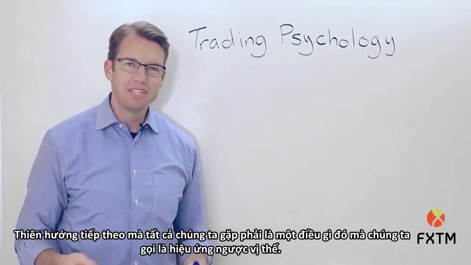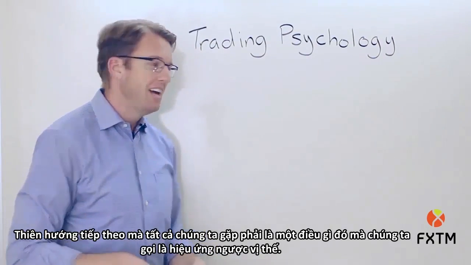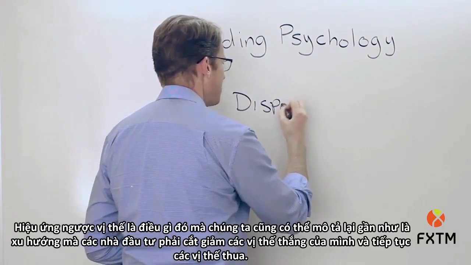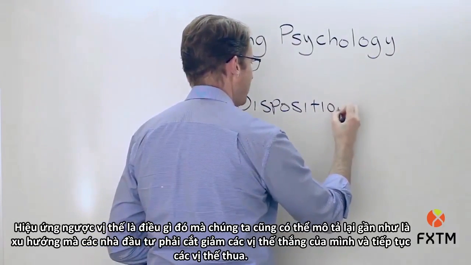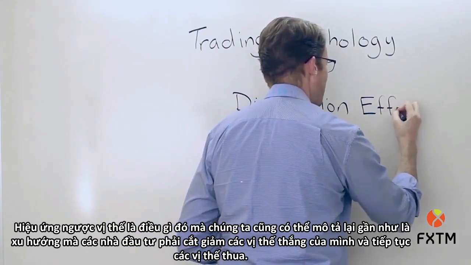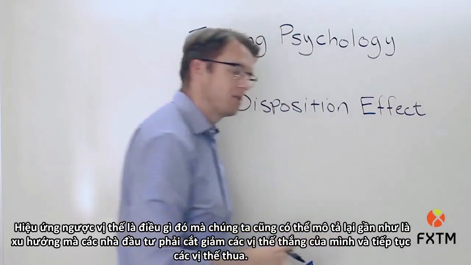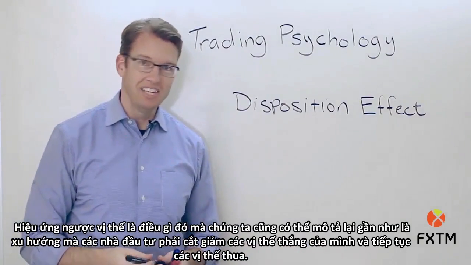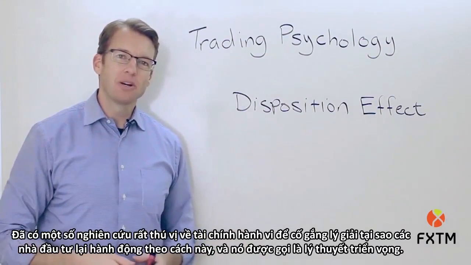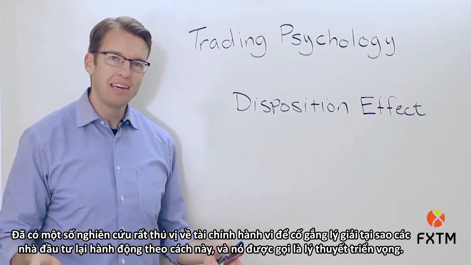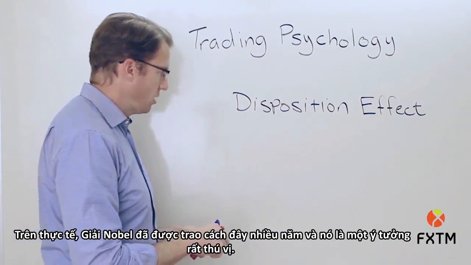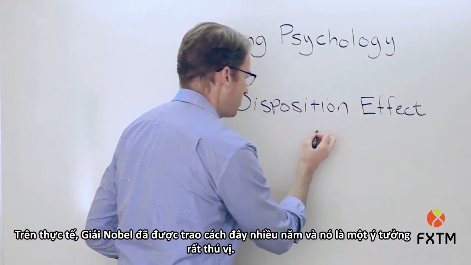The next bias that we all have to deal with is something that we call the disposition effect. Now, the disposition effect is something that we could also re-describe a little bit as the tendency that investors have to cut their winners short and let their losers run and run and run. Well, why is this? Well, there's been some very interesting work done in behavioral finance to try to explain why investors act this way, and it's called prospect theory. In fact, the Nobel Prize was awarded for it some years ago, and it is a very interesting idea.